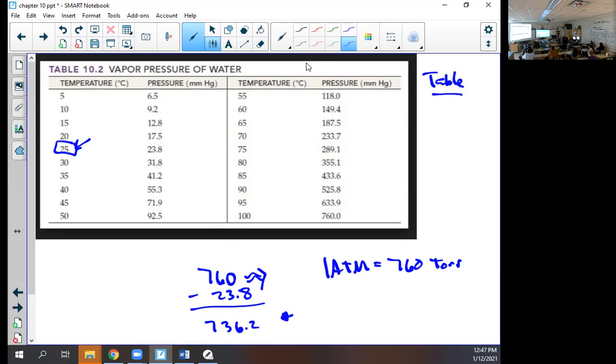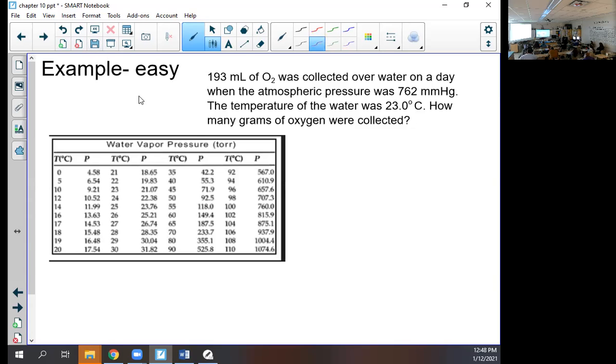Okay, so it's just one step: subtract whatever it is on the table from the given pressure first, and then just do PIV-NERT as normal. All right, so here's an example that's considered easy. 193 milliliters of O2 was collected over water.